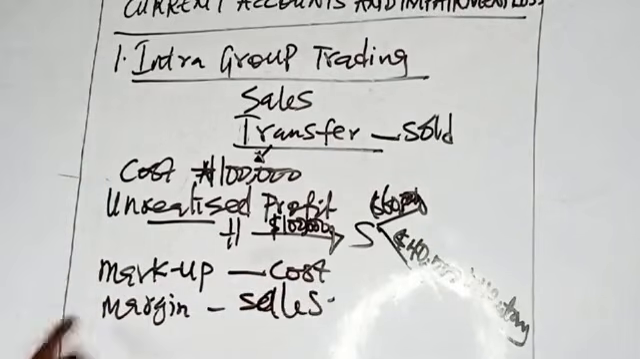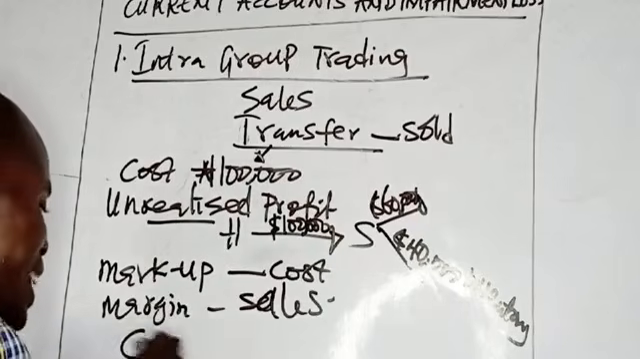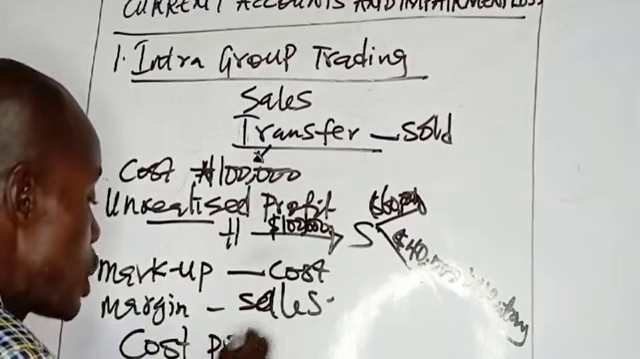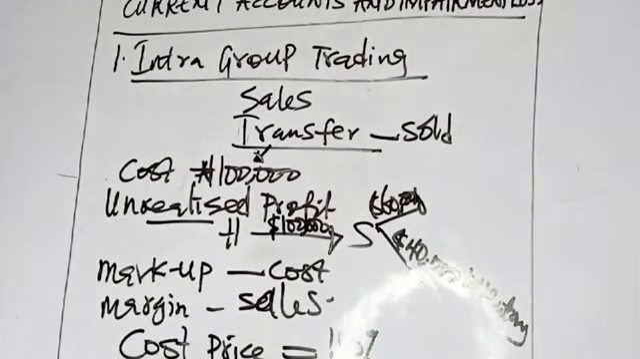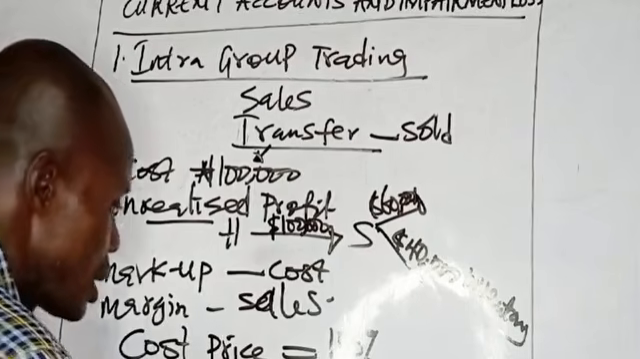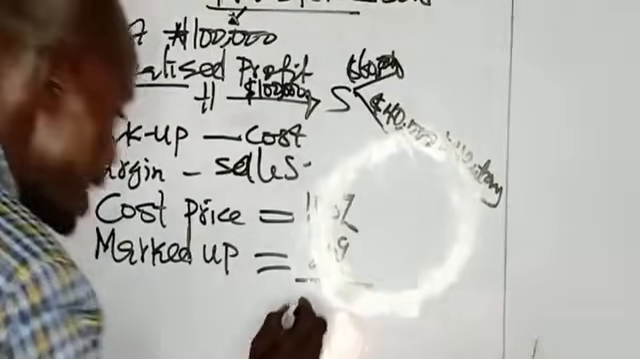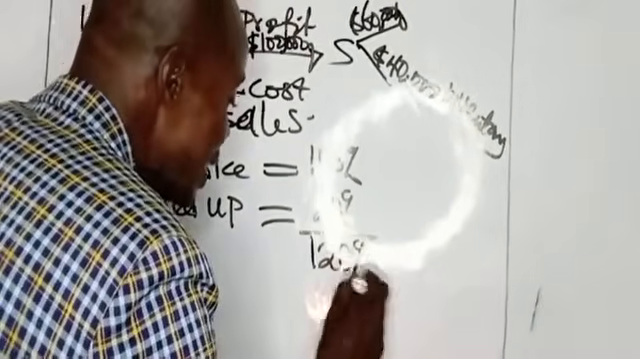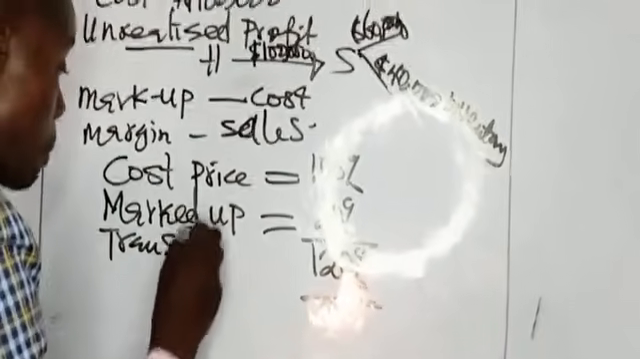Take note of that. Now, I want you to know that, irrespective of the situation, cost price is always 100%. So where markup is added, let's assume the markup is 20%. If you add the 20% to 100%, then you'll have 120%. This 120% is the transfer price.